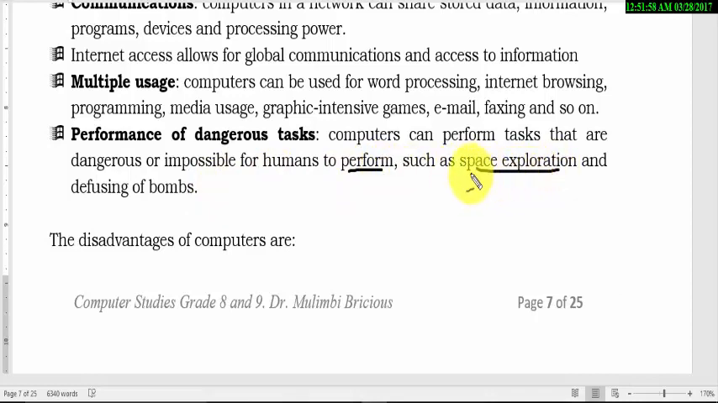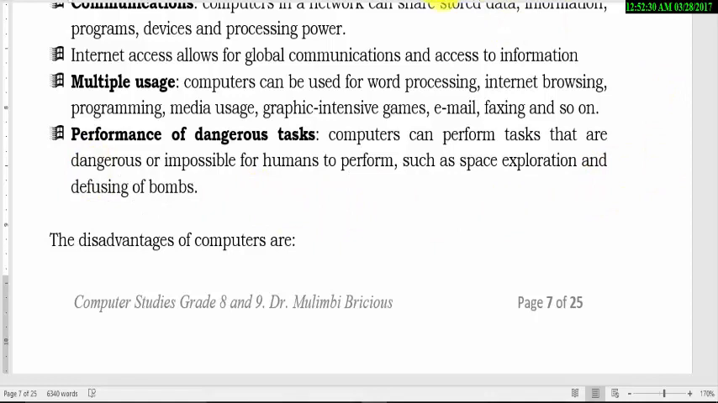Space exploration means, for example, people going with a rocket to the sky, to space, to go and see if there's another life there. That is what we call space exploration. And also diffusing bombs. For example, you are entering the house or the classroom, and you are told there's a bomb under the desk. So a computer can be used to diffuse. To diffuse means to remove the power of that bomb to destroy or to kill people.